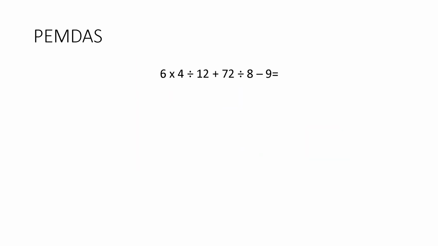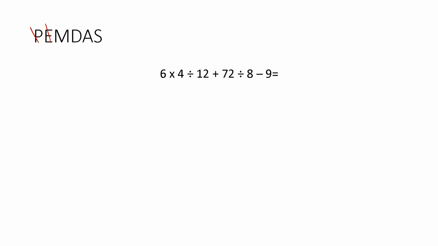Let's look at this one. No parentheses, but dear heavens, is it long. Okay, we have 6 times 4, 4 divided by 12, plus 72 divided by 8, minus 9. Where do we start? Well, we have no parentheses, so we don't have to worry about that. Don't have to worry about exponents. Multiply and divide, left to right, whatever comes first.